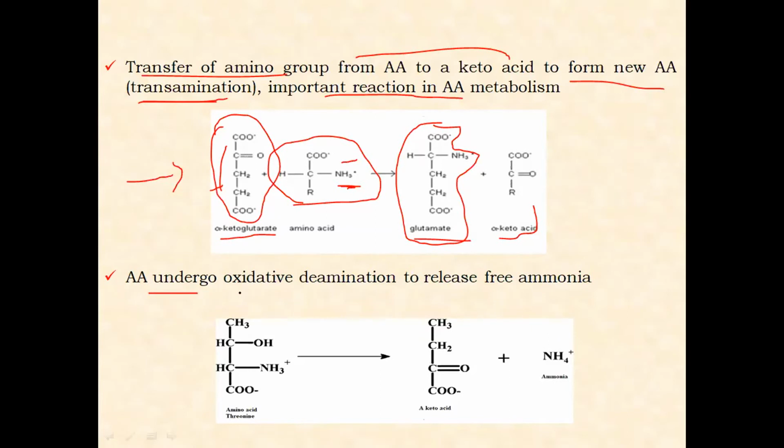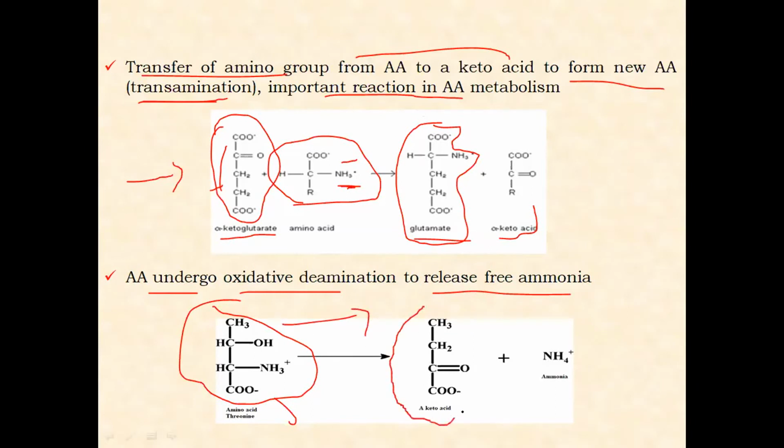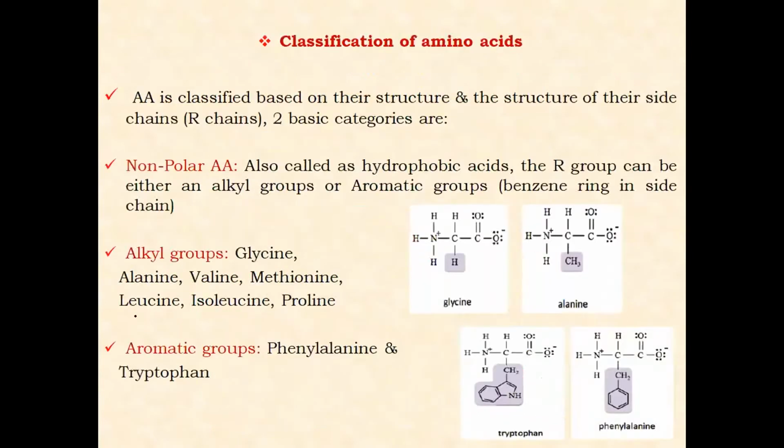Also, amino acid undergoes oxidative deamination to release free ammonia. So this is an amino acid, particularly threonine, and deamination of threonine occurs and it forms a keto acid and free ammonia. So this is oxidative deamination of amino acid.